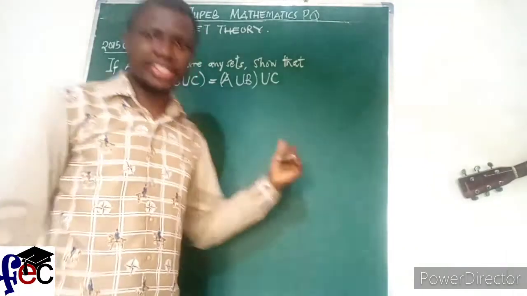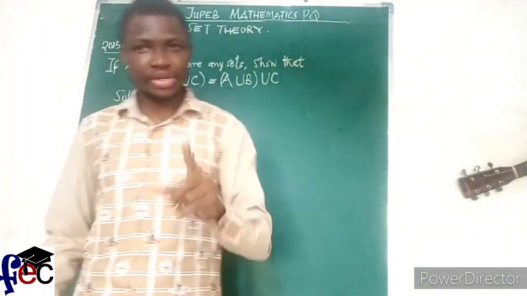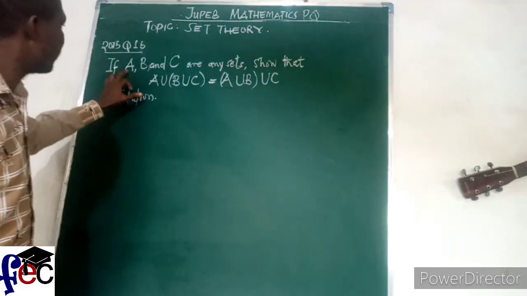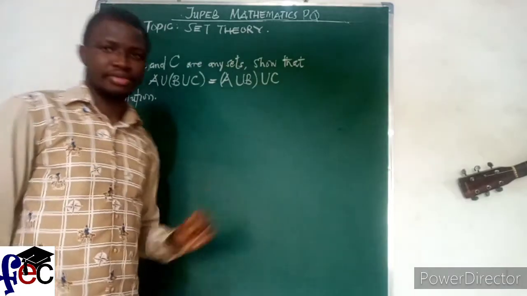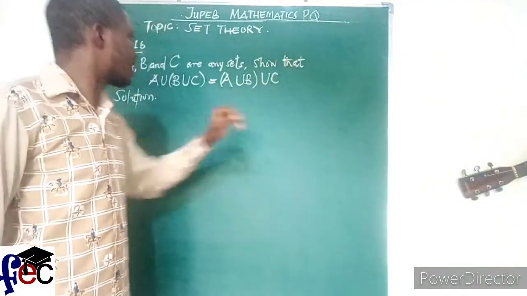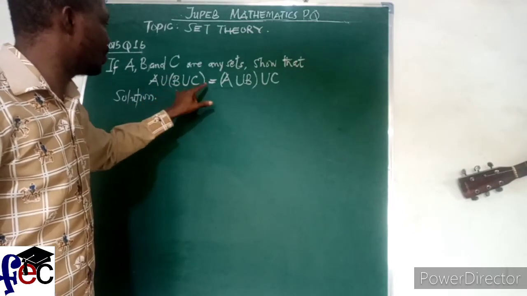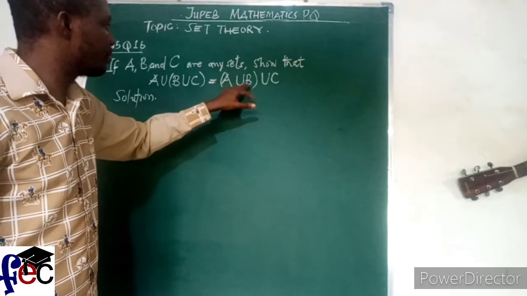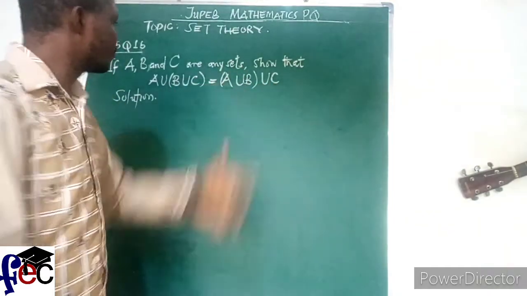So this is another question, 2015 question 1B. It's a theory question. We have been given that if A, B, and C are any sets, show that A union (B union C) is equal to (A union B) union C. We are to prove this.